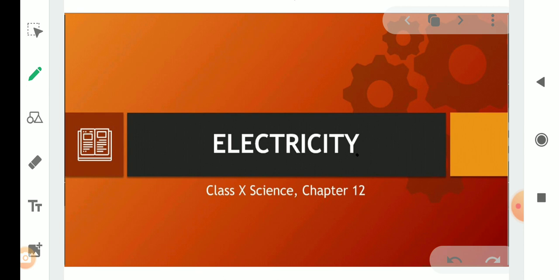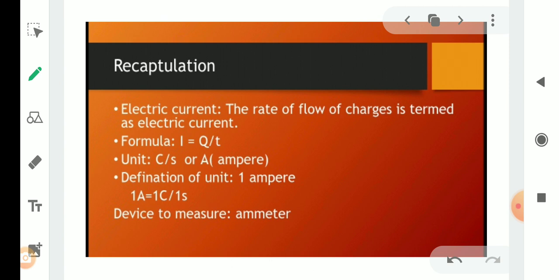Today, let us study the next topic in the electricity chapter, that is electric potential. Before moving on to the topic, let us just recall what you have learnt in your last class. You all had studied about electric current. Yes, what is electric current? It is defined as the rate of flow of charges is termed as electric current.